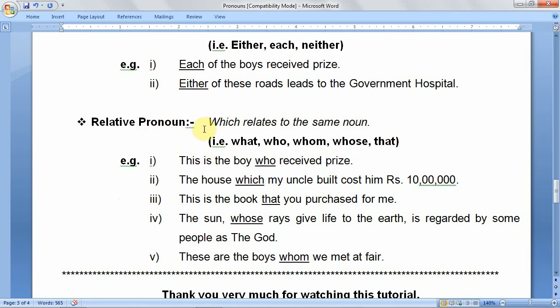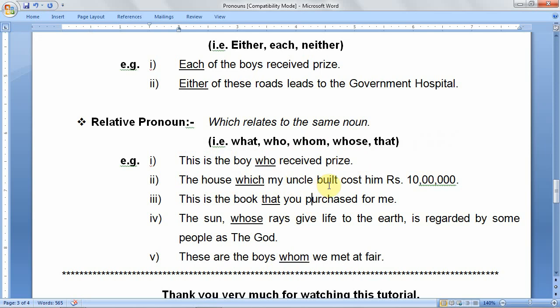Now, these relative pronouns are used in clauses also, and those clauses are called relative clauses. So, we will be dealing with it in another chapter. Now, example: this is the boy who received a prize. Again, this is a clause. This is the boy, a main clause, and who received prize is the subordinate clause. So, who is considered as a relative pronoun.